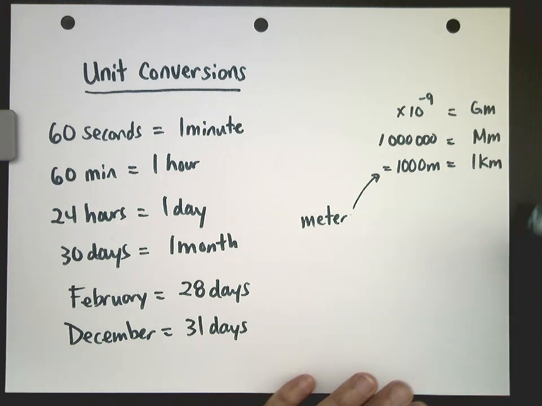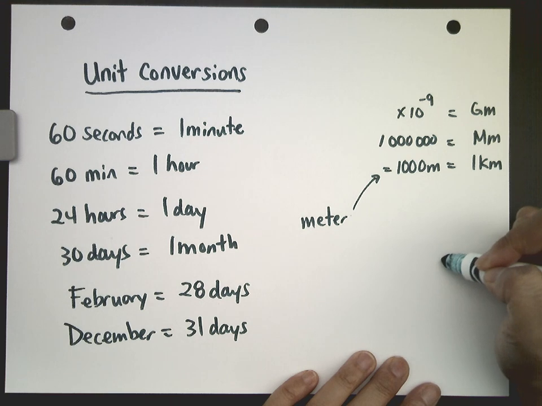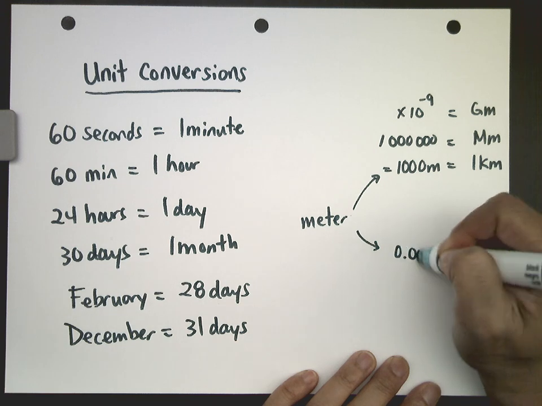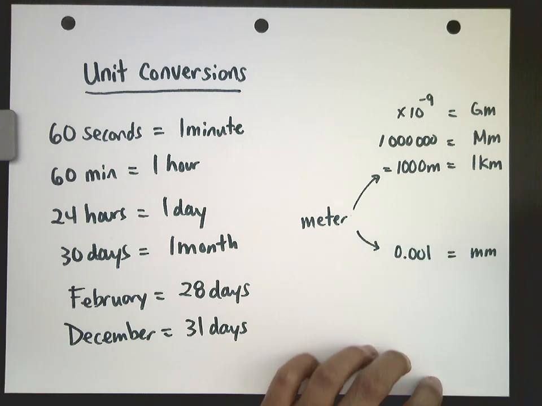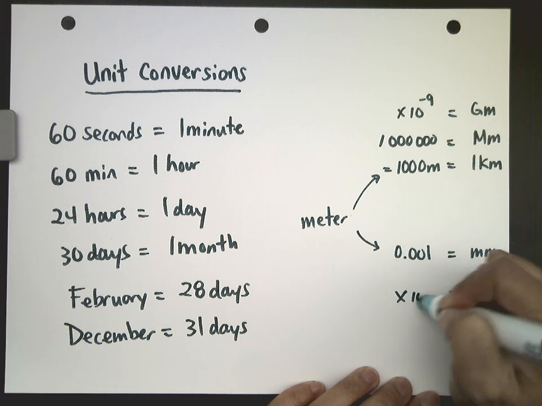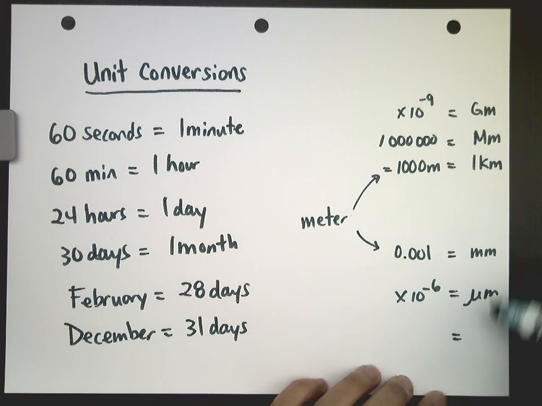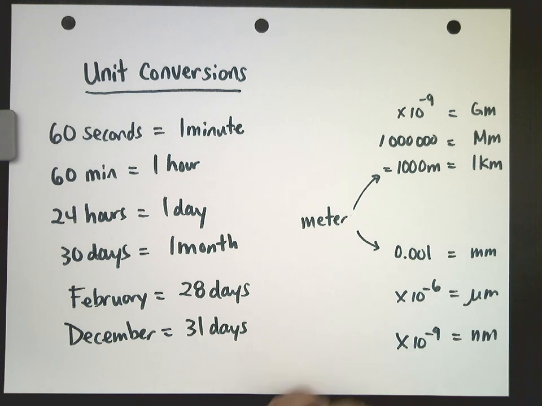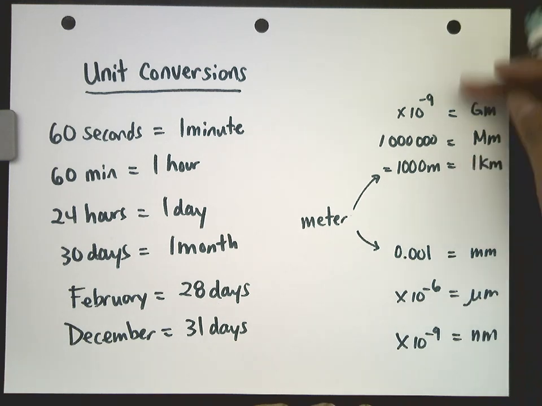Let's go the other way. Let's say you want to represent a millimeter. So if it's a millimeter, it's 0.001 or 10 to the negative 3. If you want a micrometer, that will be 10 to the negative 6. And then if you want a nanometer, that would be 10 to the negative 9. All right, so you'll notice the metric system goes up by 3s, which is very convenient.